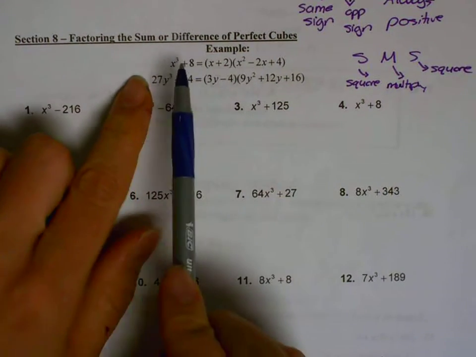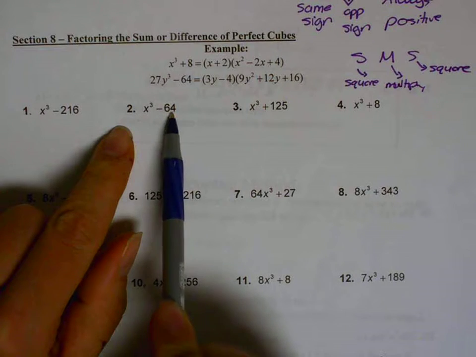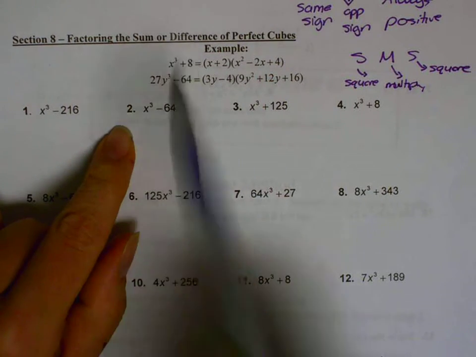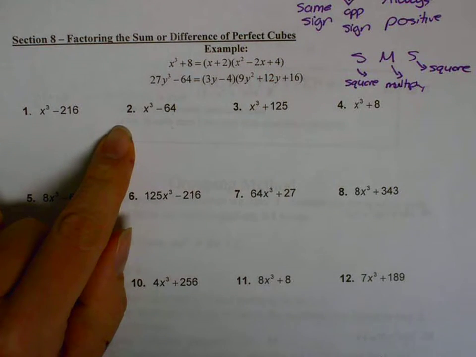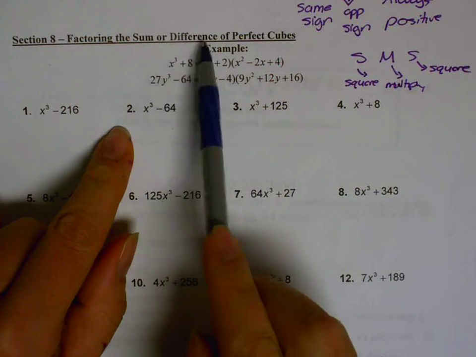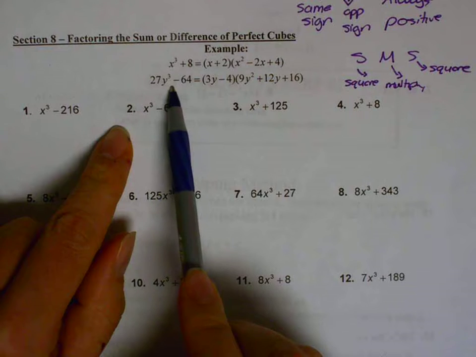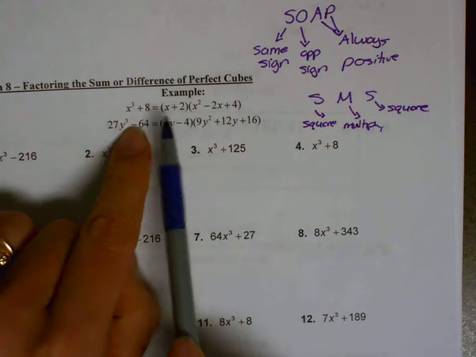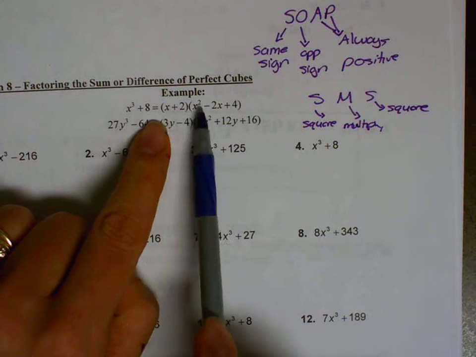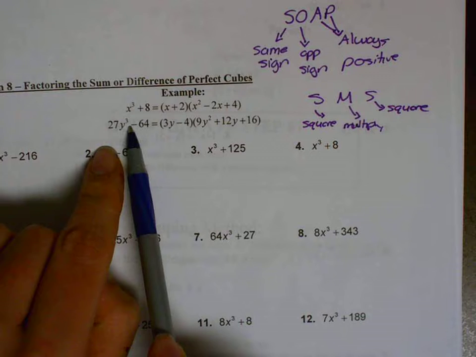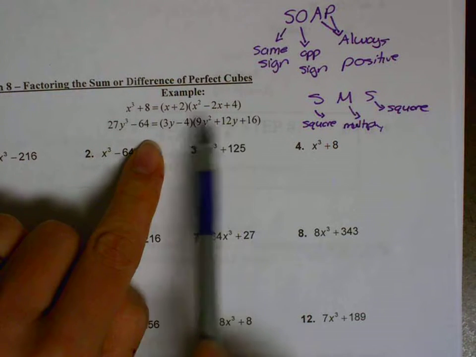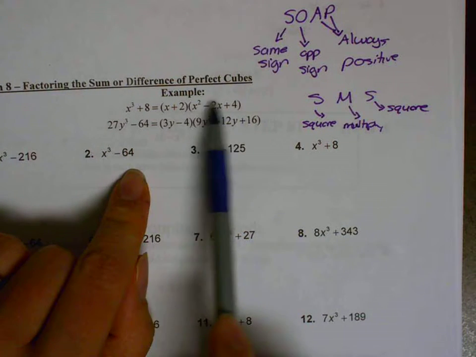So what I'm looking for here is two terms. It's the sum or difference. Unlike the difference of squares, this one could be positive or negative because it does say sum or difference. It might be plus, it might be minus. It's very precise on what your signs are going to be. If it is plus, you have plus, minus, plus. If it's minus, minus, plus, plus. So it's always going to be a binomial times a quadratic.